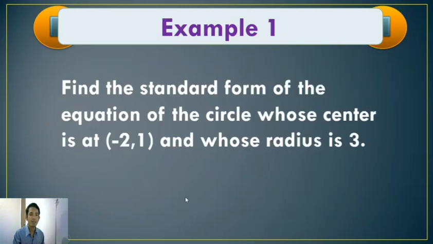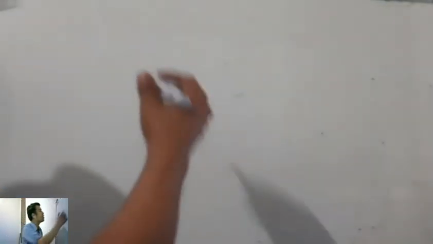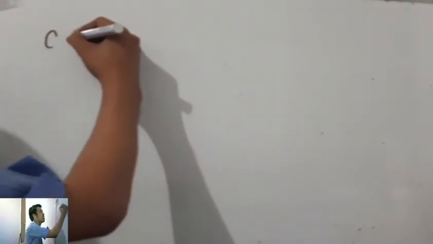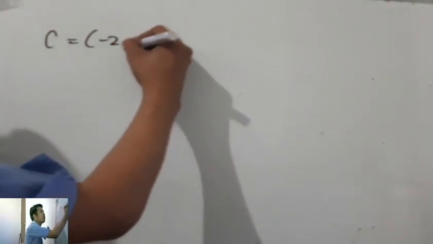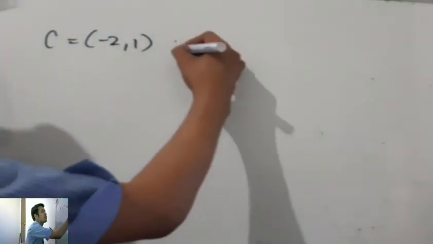Example number 1. Find the standard form of the equation of the circle whose center is at (-2, 1) and whose radius is 3. So we need to find the standard form of the equation of the circle given only the center and the radius. Okay, so let's solve. We have the center, which is (-2, 1), and the radius is equal to 3.